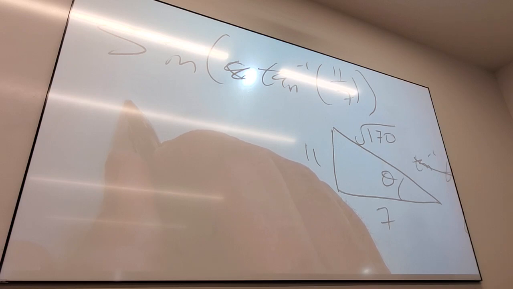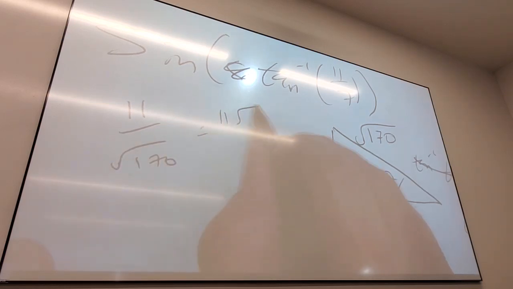So what's the sine going to be? 11. Don't think too far ahead. So 11 over square root of 170, right? Which is 11 square root of 170 over 170.